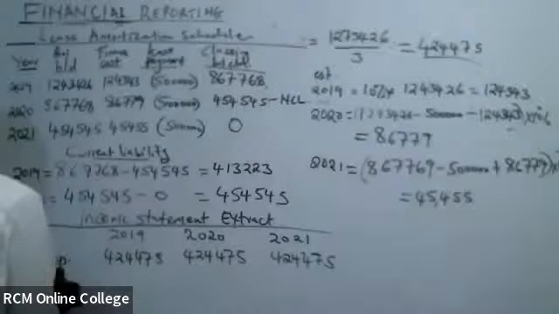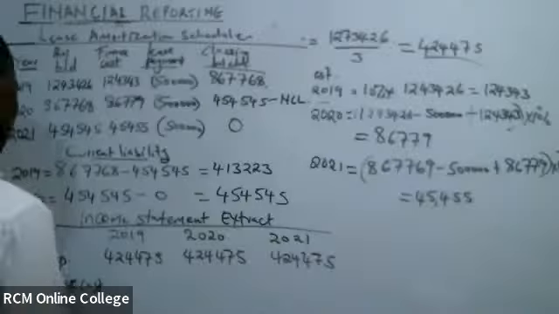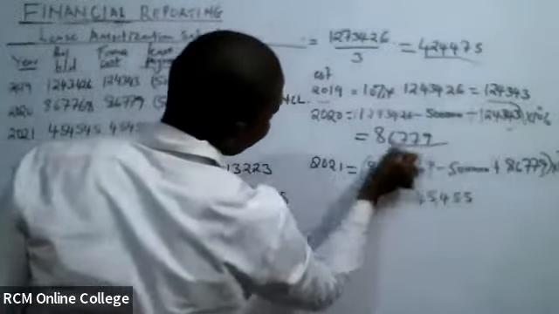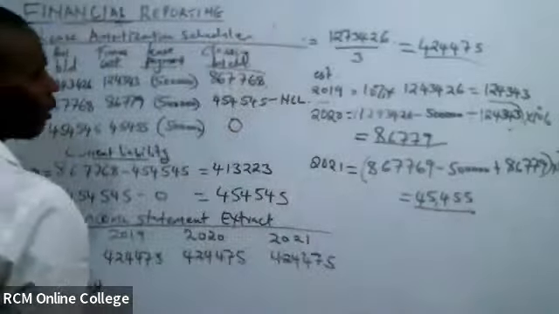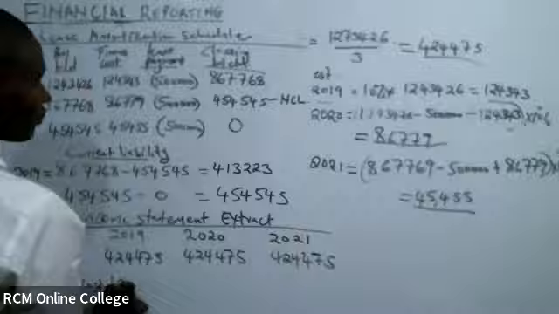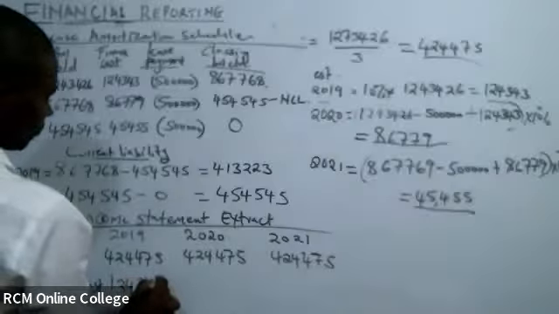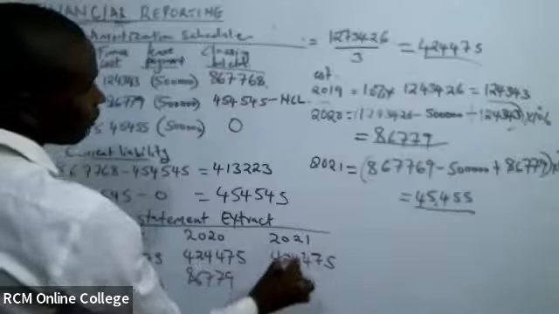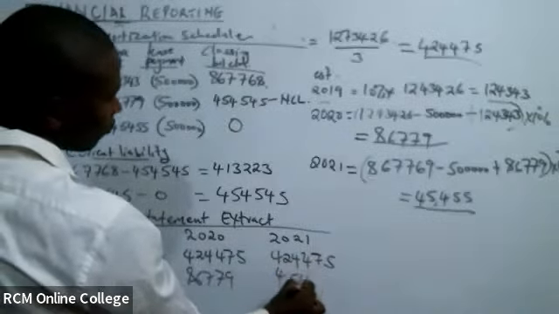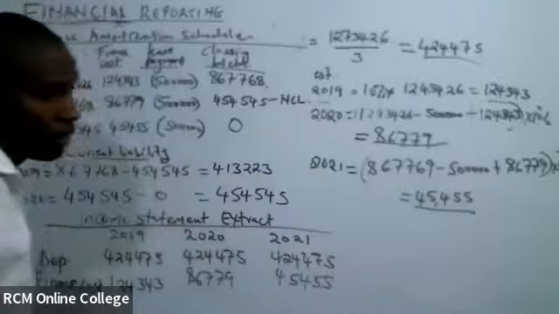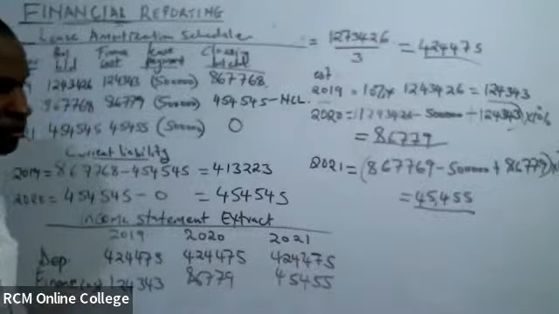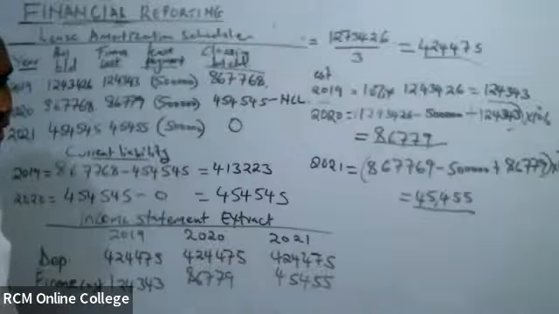Then interest ama finance cost. Finance cost is also part of income statement. Finance cost tulikuwa na hii na hii na hii zote tatu kwa kila mwaka. 124,343, 86,779, then 45,455. We are done. That is it. That is the income statement extract.